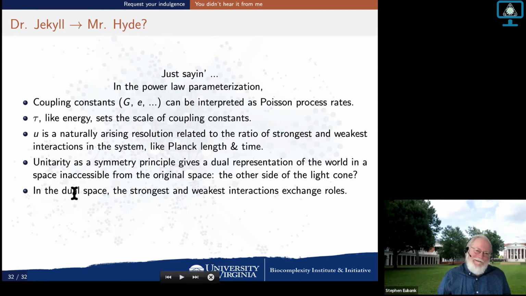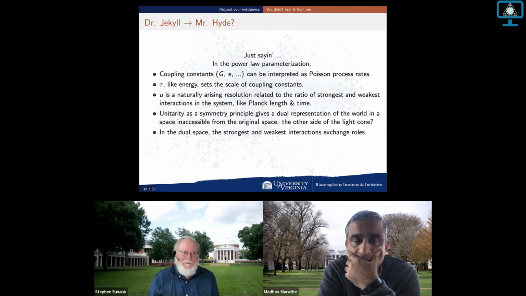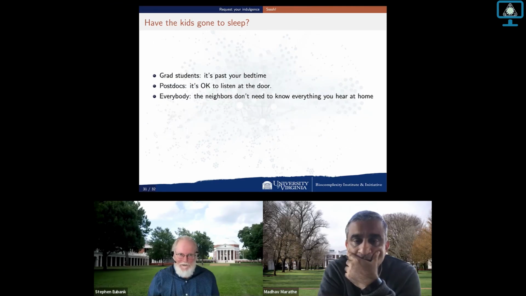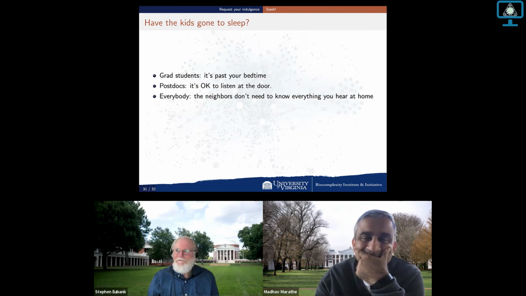And also, when you make this transformation, the dual space, the strongest and the weakest interactions exchange roles. So I think there's something really interesting here that could lead to some very interesting physics. But I'll stop there. Everybody, pretend that you didn't hear that, and I'll go back to asking for questions.